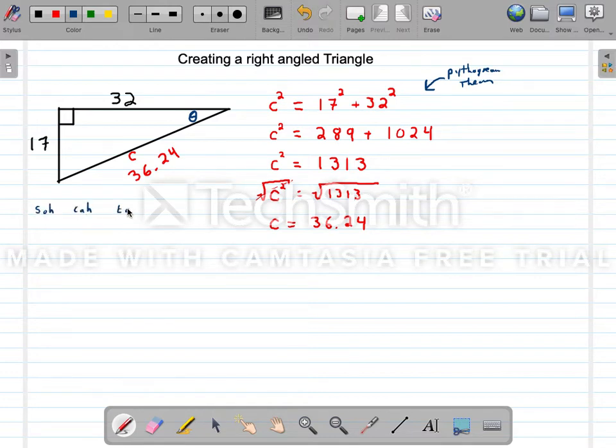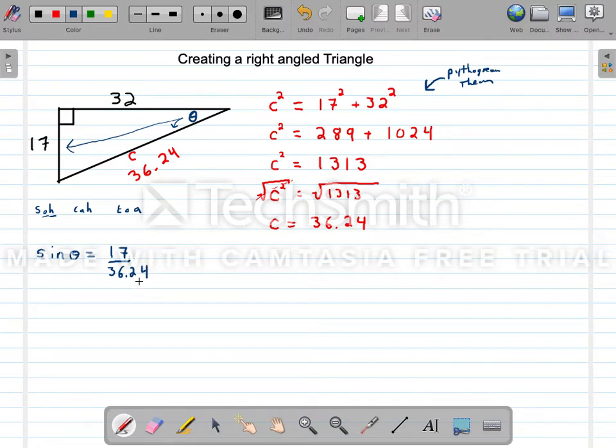SOHCAHTOA. Okay. And you can choose either one that you want because we actually have all three side lengths. So if you want to use sine, the sine of theta is going to equal, our SOH is opposite over hypotenuse. So here's our opposite, okay? And here's the hypotenuse that we just calculated, okay? So it's going to equal our opposite, which is 17 over 36.24.